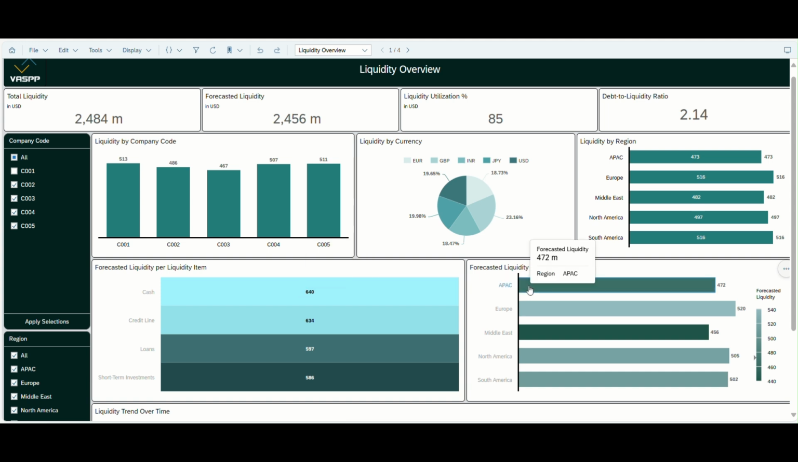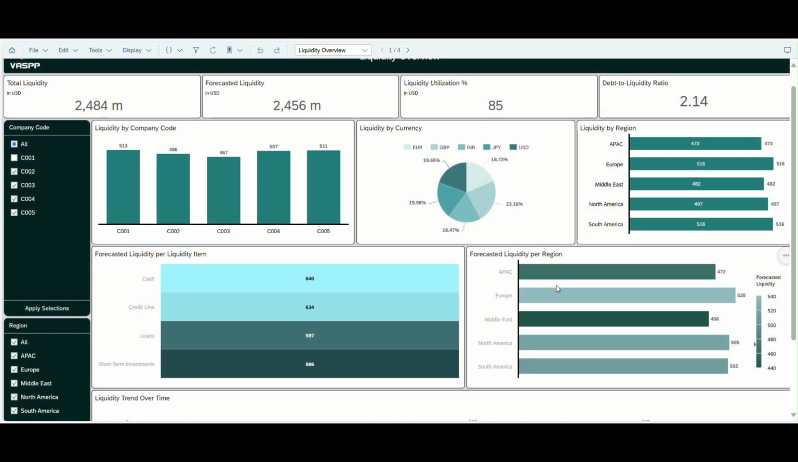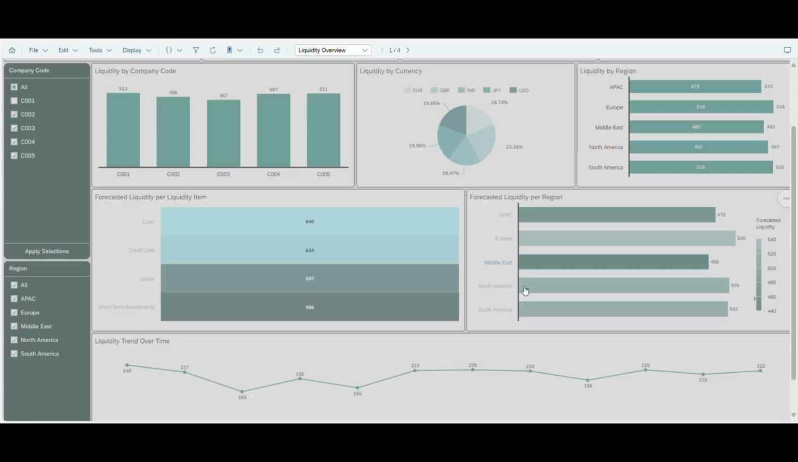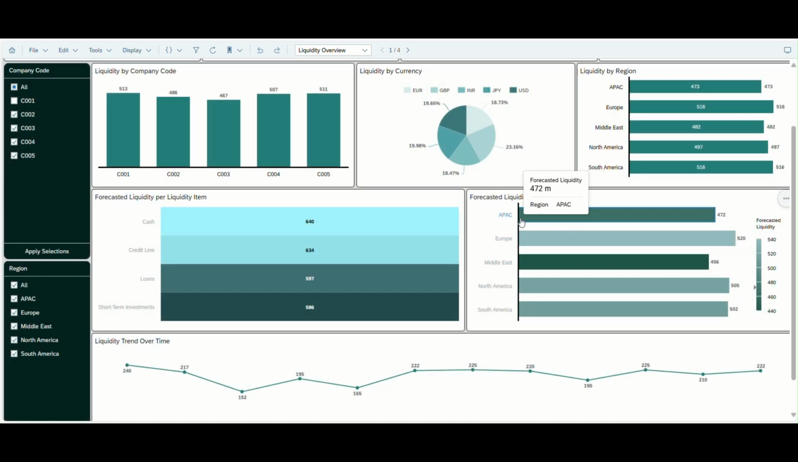Looking forward, the forecasted liquidity per region highlights where cash is expected to be strongest, showing Europe, North America, and South America as top performers. Regions like APAC and the Middle East may need closer attention to ensure liquidity stays healthy. This view helps prioritize which regions can self-sustain and which may need financial support. Use this to guide regional funding or investment strategies.